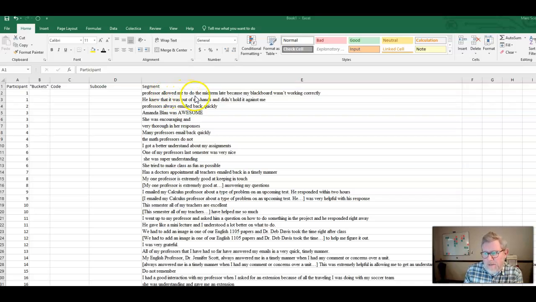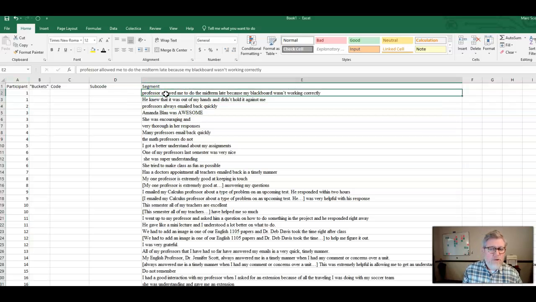So, professor allowed me to do the midterm late because my Blackboard wasn't working correctly. So there's what the faculty member did. Professor allowed: subject, verb. I could just have gone with the verb: allowed me to do midterm late. So what did the faculty do? They allowed me to do something late. Knew it was out of my hands, didn't hold it against me.